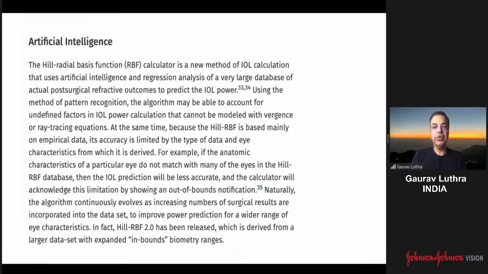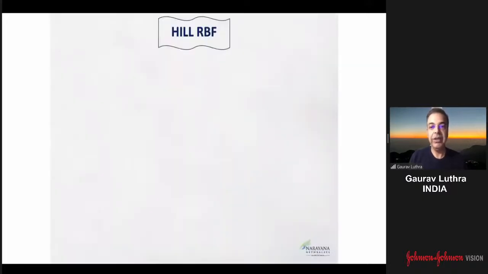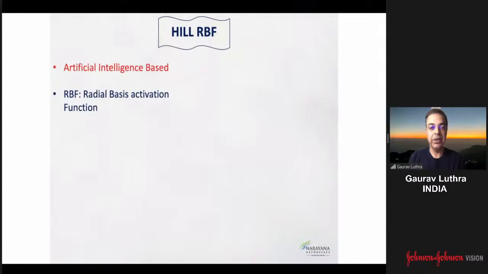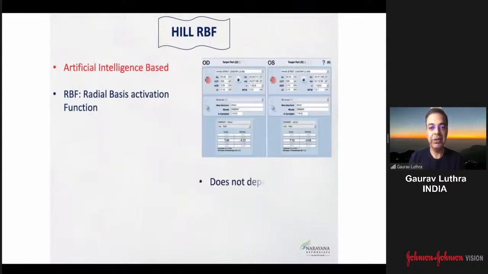And that brings us to the artificial intelligence and the Hill RBF calculator, which I've personally been working with for many years. As Warren said, I was involved with the initial part of the study, and then we've seen it grow. And I'm seeing the Hill RBF 3, and we'll see the advantages of that. As we all understand, we've just had a talk, so I will not talk more about it.